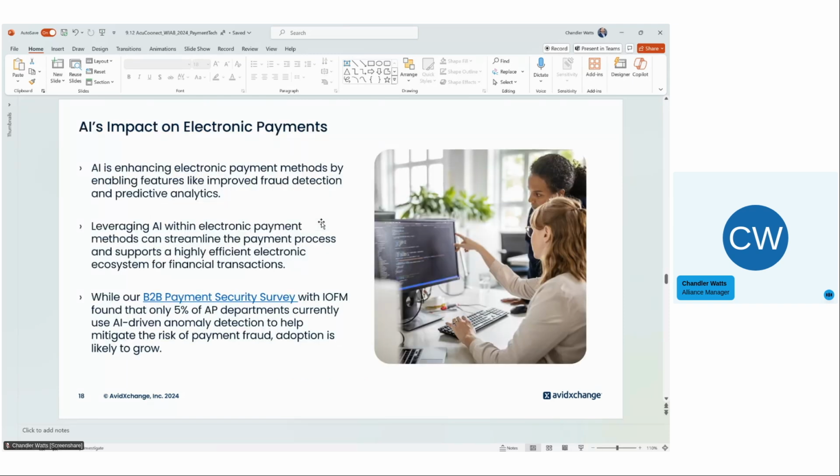AI's impact on electronic payments. AI is enhancing electronic payment methods by enabling features mainly around fraud detection and predictive analytics. Leveraging AI with electronic payment methods can streamline the payment process and supports a highly efficient electronic ecosystem for financial institutions. Our B2B payment security survey found that only 5% of AP departments are currently using AI-driven anomaly detection to help mitigate the risk of payment fraud. And obviously, we're thinking that adoption is likely to grow.